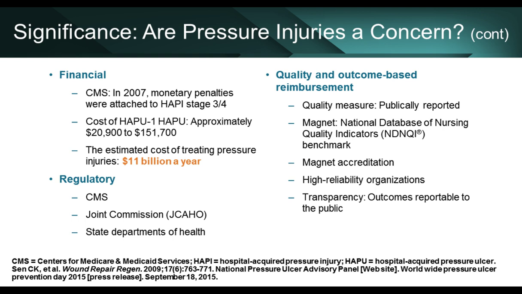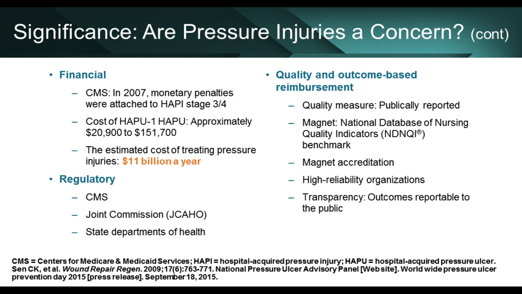CMS, Joint Commission, and various state departments of health have mandated transparency of outcomes to the public and public reporting of pressure injuries. This then can have an influence on reimbursement. The fourth reason is quality and outcome-based reimbursement. The shift from pay for service to these quality and outcome-based payment strategies.